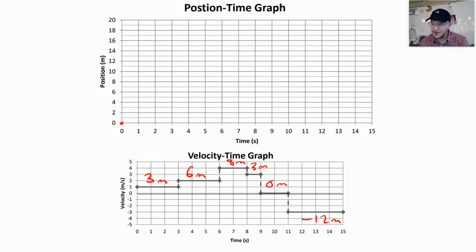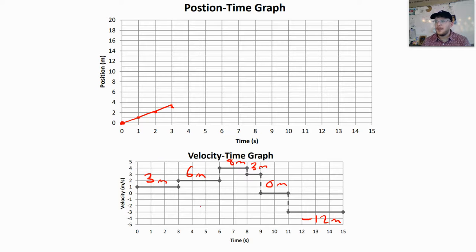So imagine that we start at the beginning, and for 3 seconds, I'm going at 1 meter per second. There's a couple ways we could do this. If I'm going at 1 meter for every second for 3 seconds, then I'm going to do 1 meter for 1 second, another meter for another second, and another meter for another second, because that's my velocity. And then I could just connect these just like that.